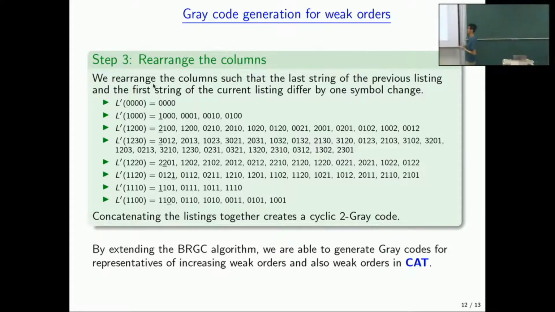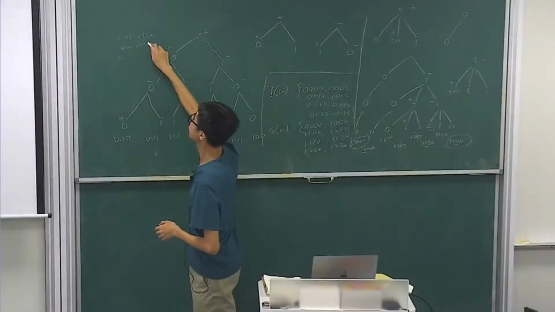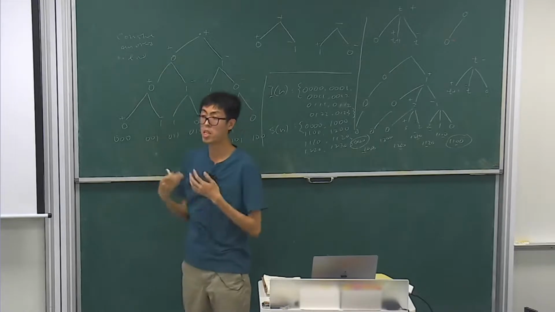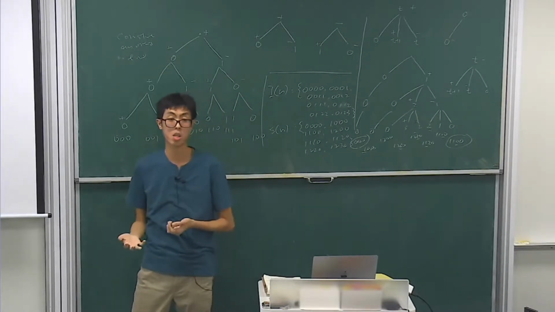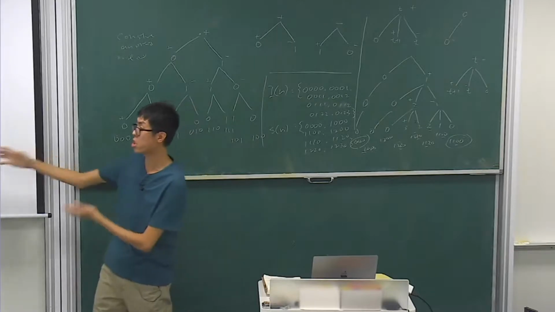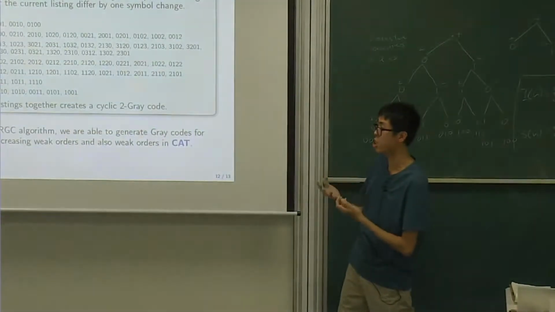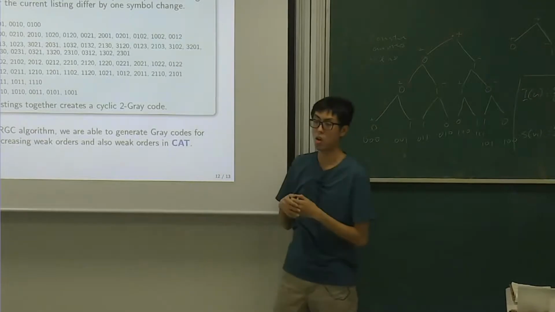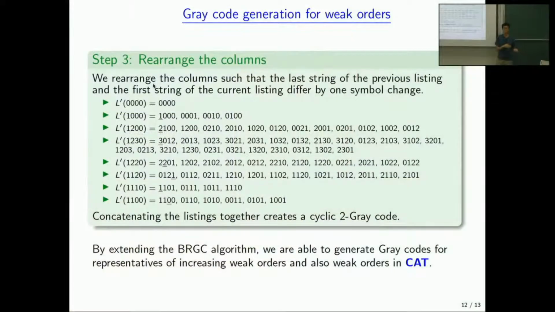So the nice thing is that for this algorithm, we actually extend the BRGC algorithm to generate the weak order. And the BRGC algorithm is actually pretty efficient. It is CAT, which means constant amortized time. So it means that for each object, we can generate it in constant time. And so we use this framework to generate the weak order, and we show that we can also generate them in constant amortized time, which is the best possible in terms of efficiency.